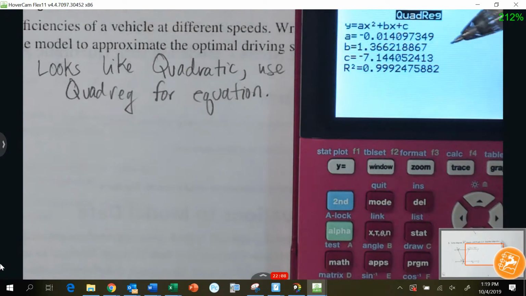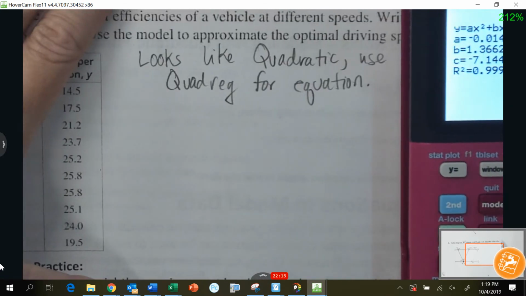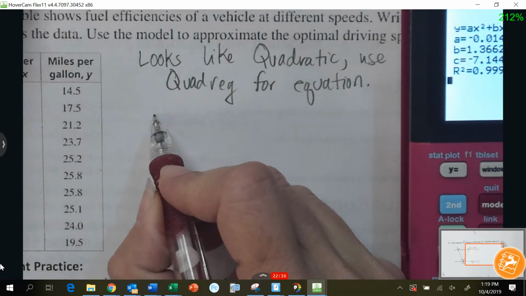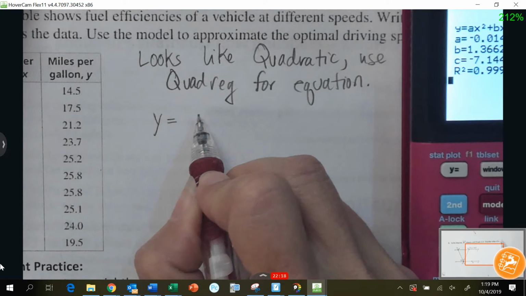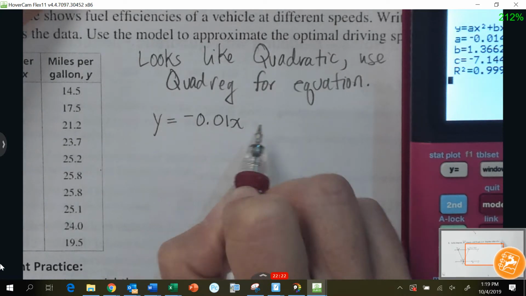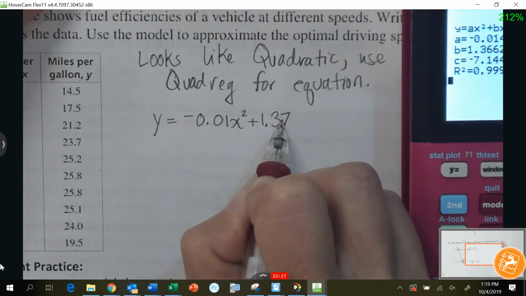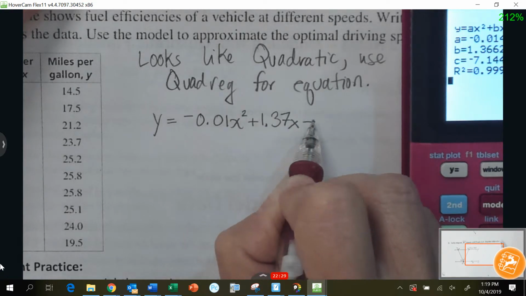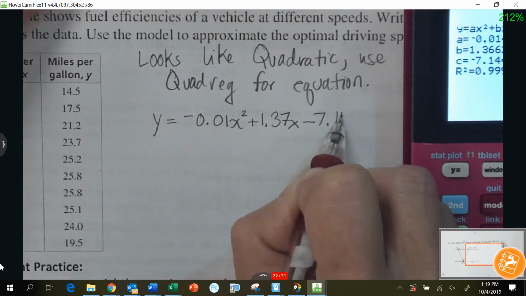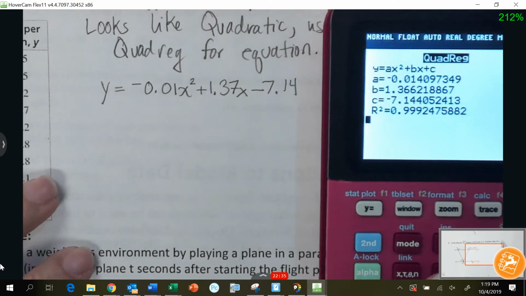So it gives me my A, B, and C value. We'll just use 2 decimals because there's a lot of them. I'm going to approximate it here. Y equals negative 0.01x squared plus 1.37x minus 7.14. I put it in the ax squared plus bx plus c form.